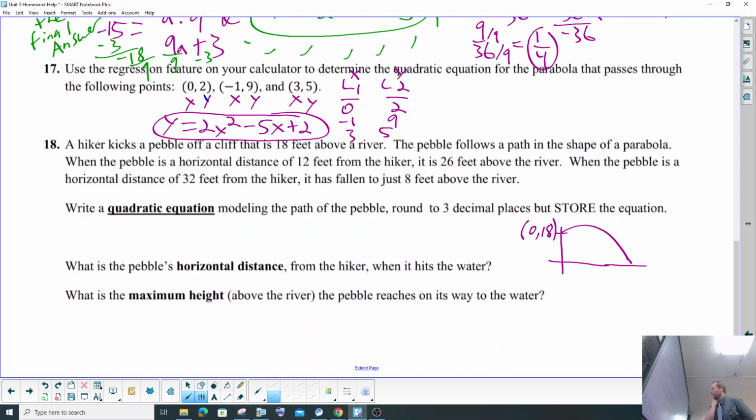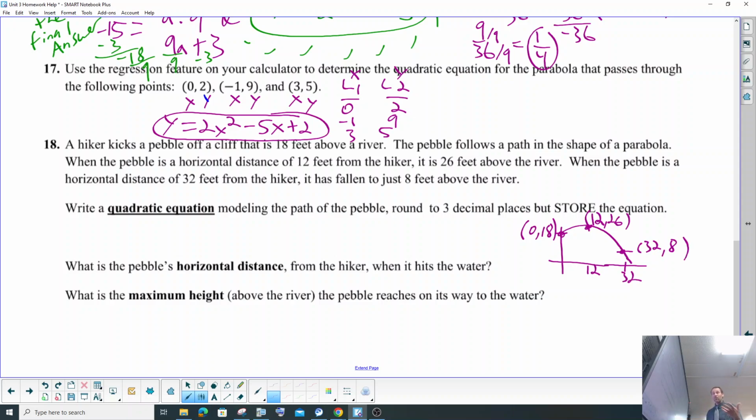When the pebble horizontal distance is 12 feet, it's 26 feet in the air. So at about 12 feet, it's 26 feet in the air. That's our other coordinate, a 12. And then, last but not least, when the pebble is 32 feet from the hiker, it's 8 feet above the river. So right about there, at 32, it's 8 feet above the river.